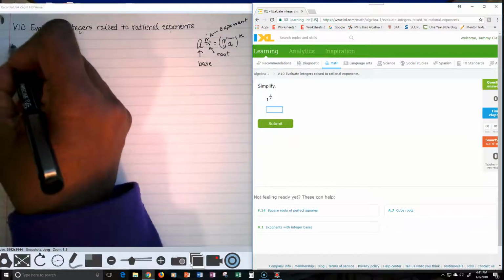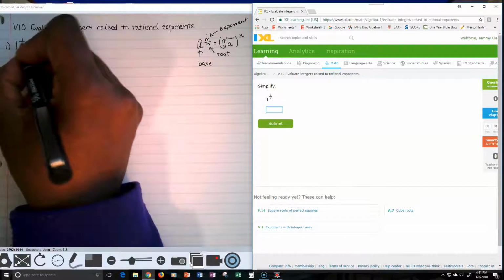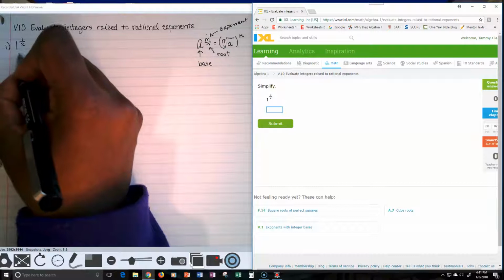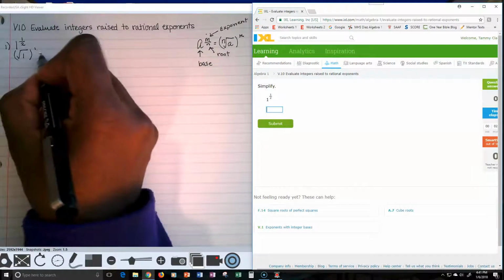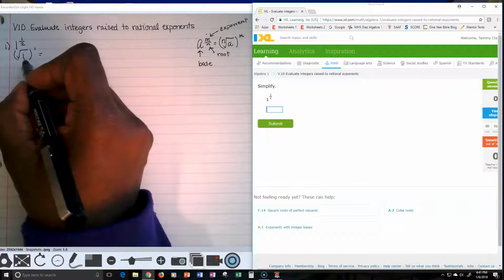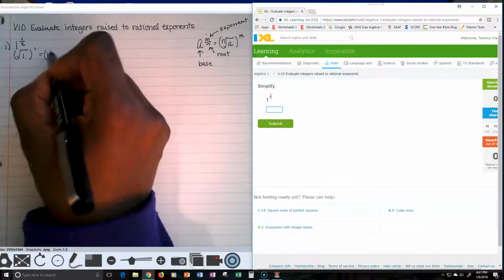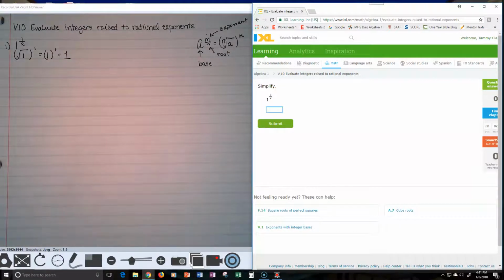We've got number 1 here, and it's 1 raised to the 1/2 power. So really what that's saying is take the square root of 1 and raise it to the first power. Well, the square root of 1, I'm thinking what number multiplied by itself or what number doubled gives me 1? Well, it's 1. And 1 raised to the first power is 1. So our answer would be 1.